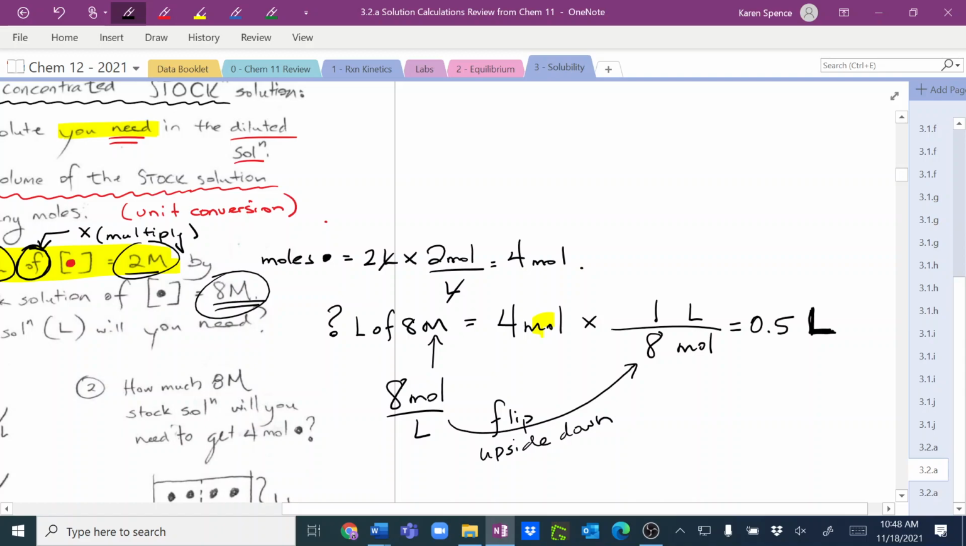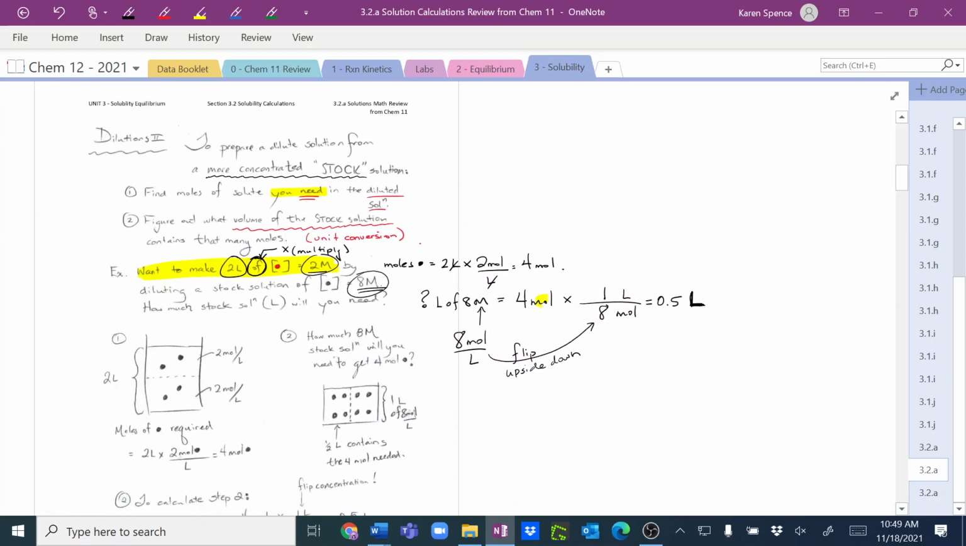So what I will then do is measure out 0.5 liters of my stock solution, and then dilute it to a final volume of 2 liters. So I would have 0.5 liters, and then I would add another 1.5 liters, and I would end up with my new, more dilute solution.